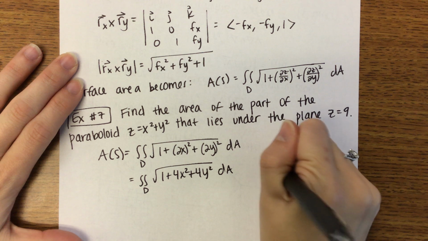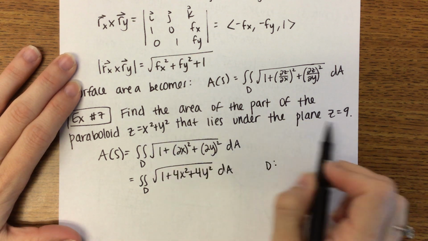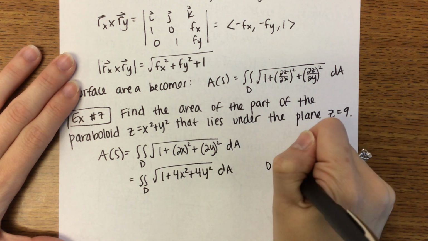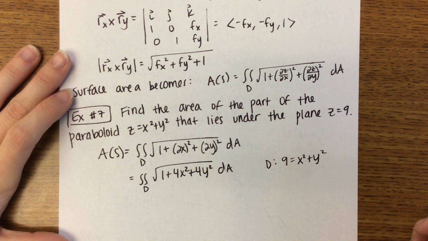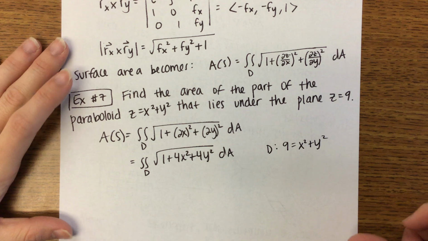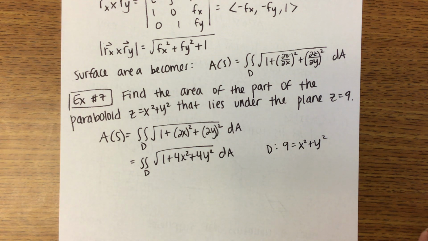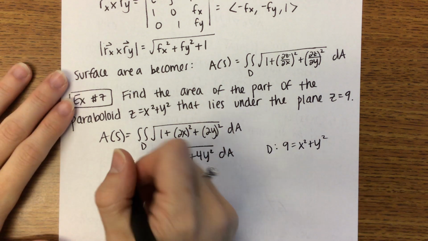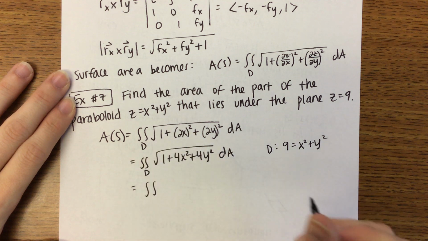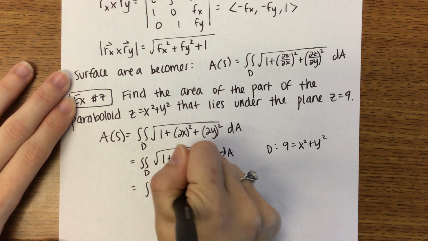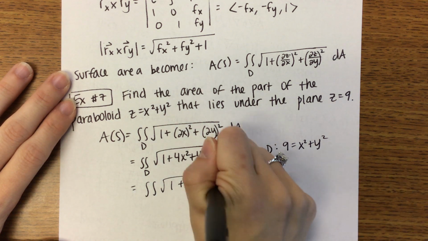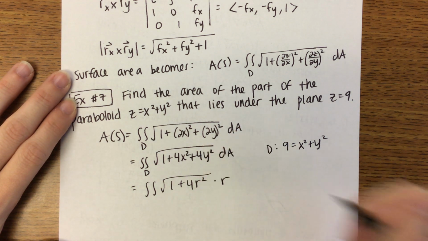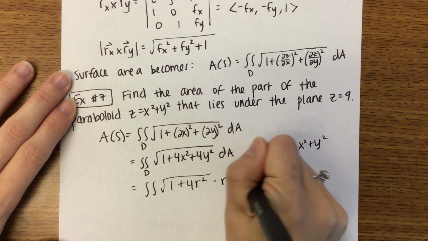Our region D is going to be the intersection of our paraboloid and our plane. So in this case, the circle x squared plus y squared equals 9. What does that suggest to us might be a good idea? Polar. So this will be 1 plus 4r squared. You have to remember when you're converting to polar, you get the extra r, and then dr d theta.